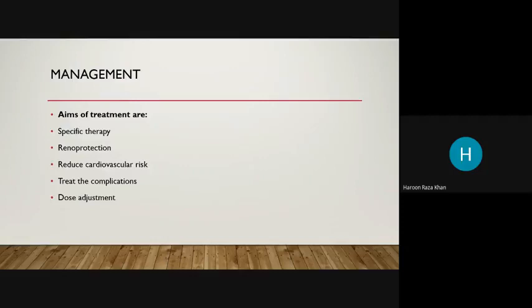Now, cardiovascular risk reduction is extremely important to improve kidney function. Usually, it requires control of blood pressure and the reduction of proteinuria.